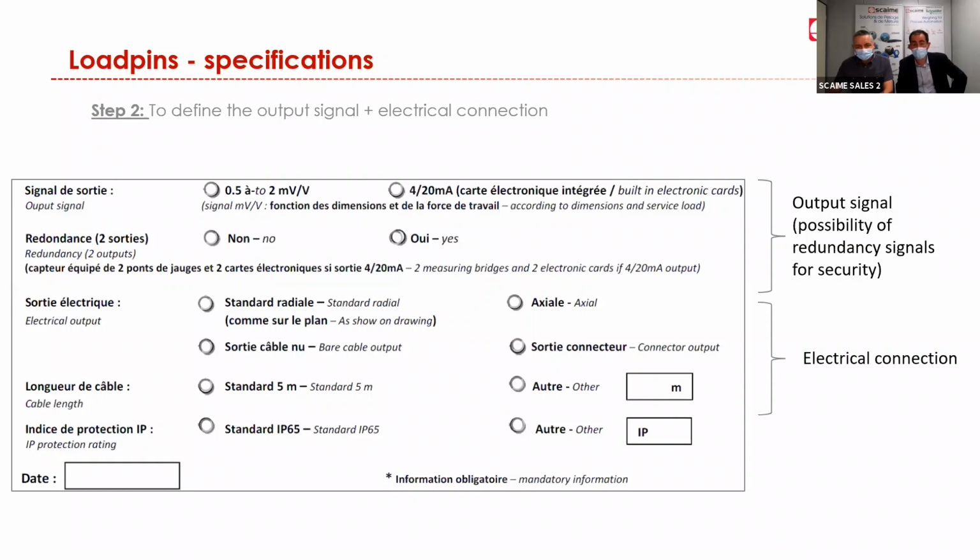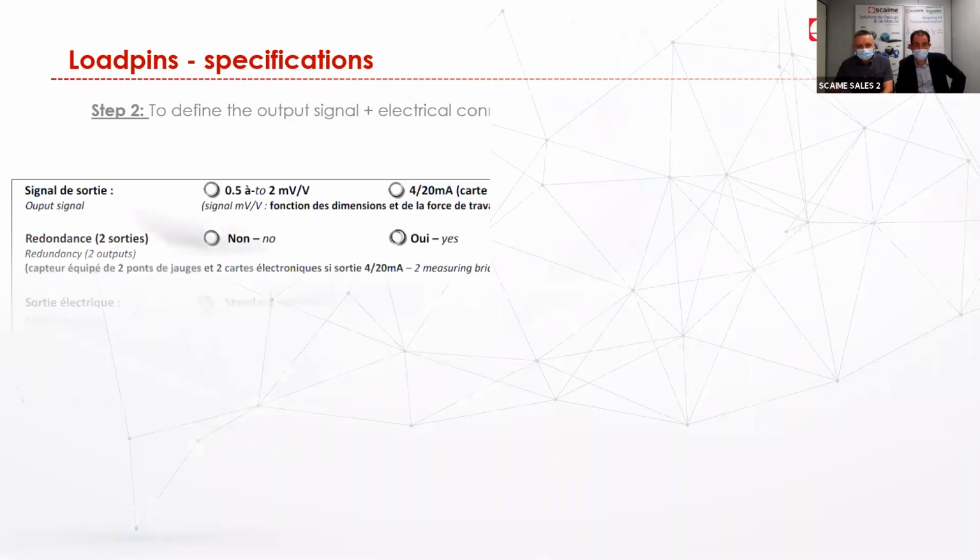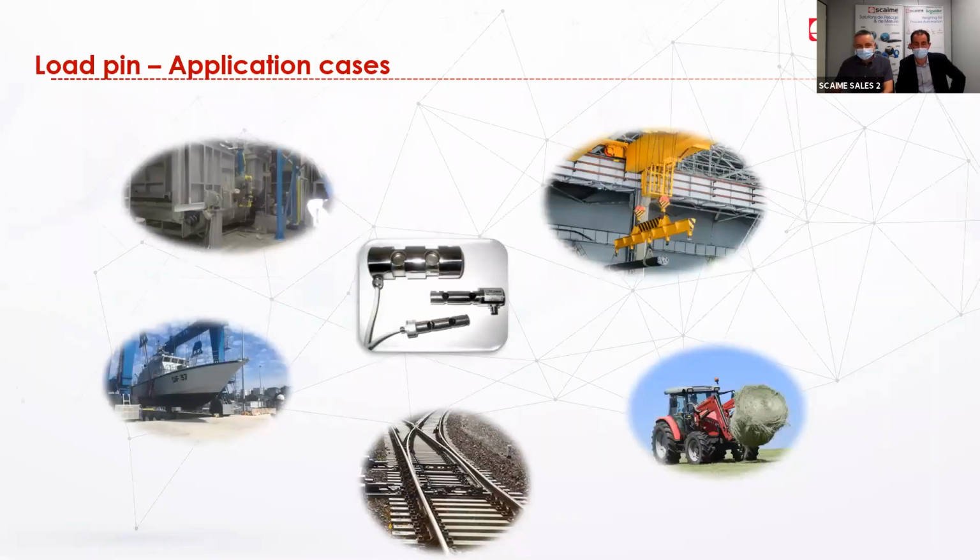And the last thing to be defined is related to the electrical connection. So if you would prefer a cable output and what is the length of the cable which is required in this case, or a connector output. You can also define a last point, which is the IP protection needed in your applications related to the environment where it will be used.